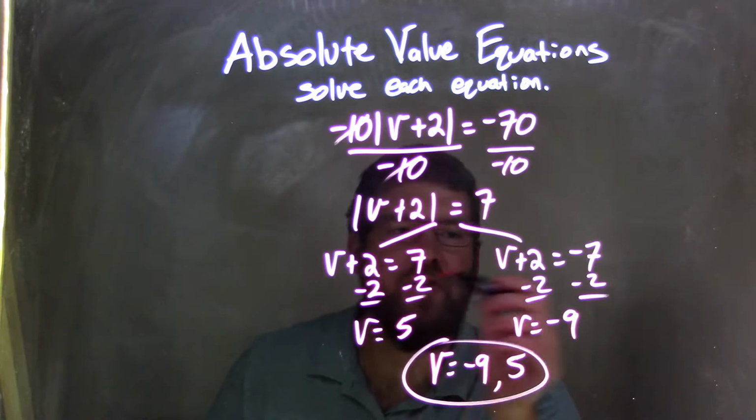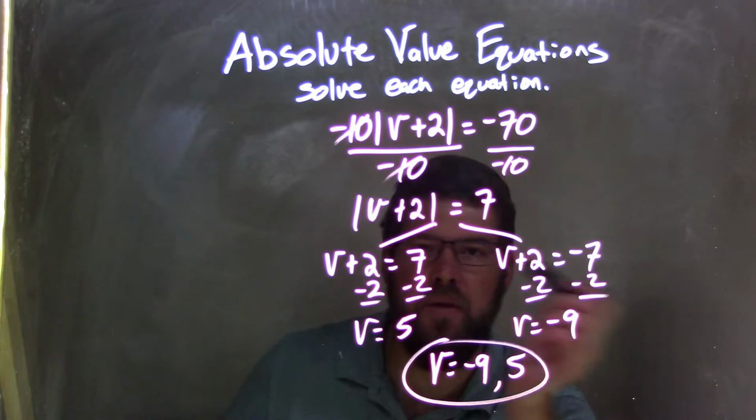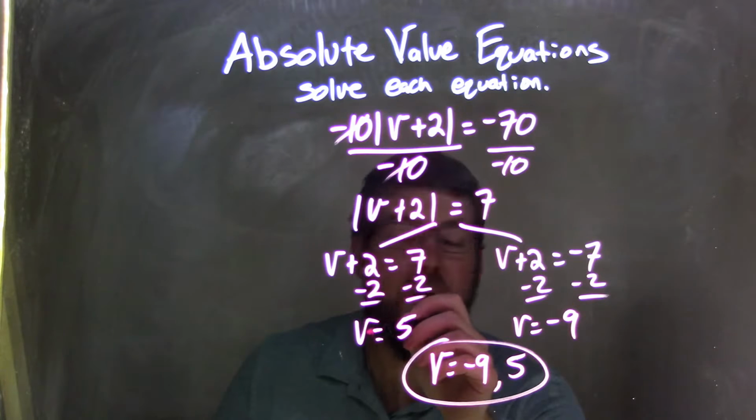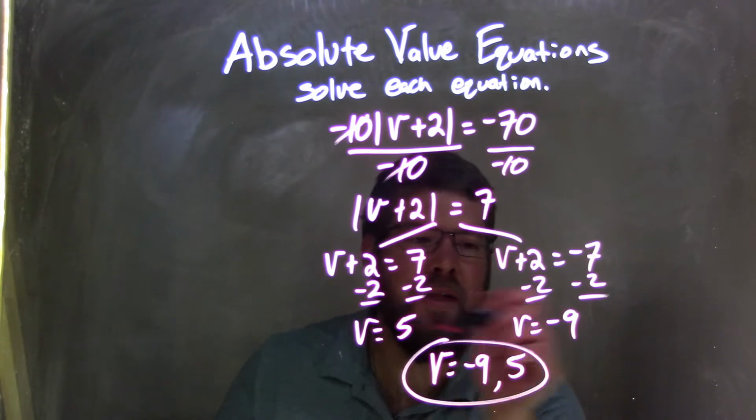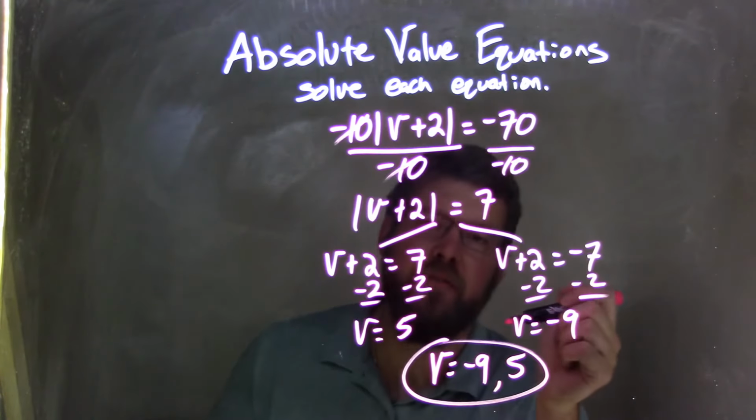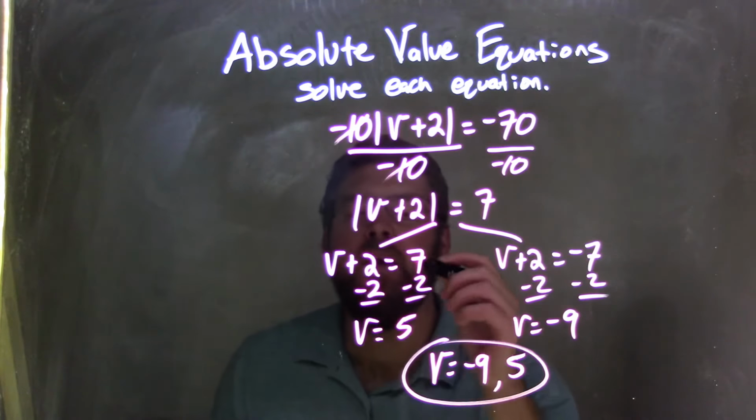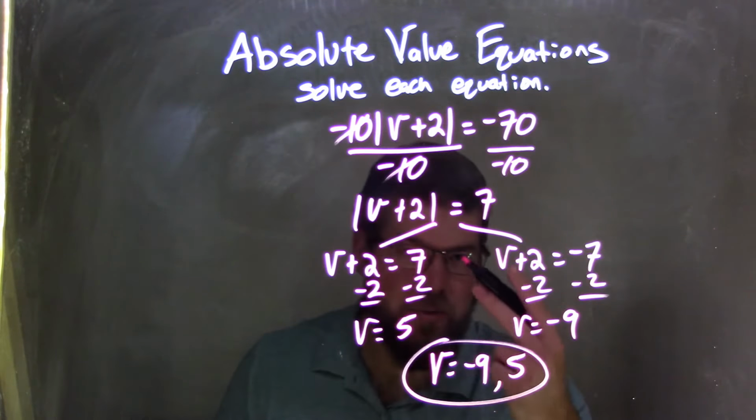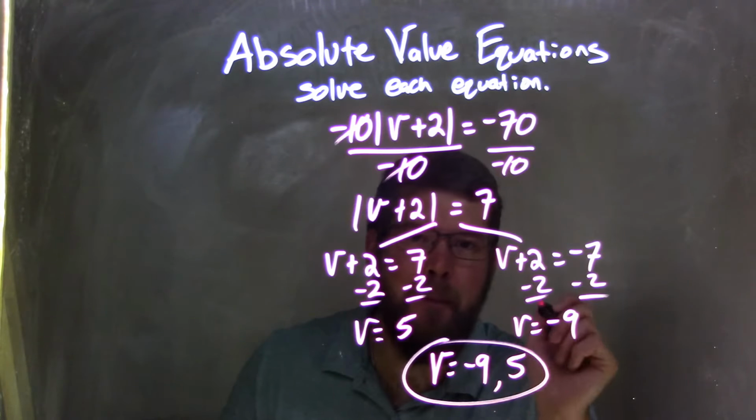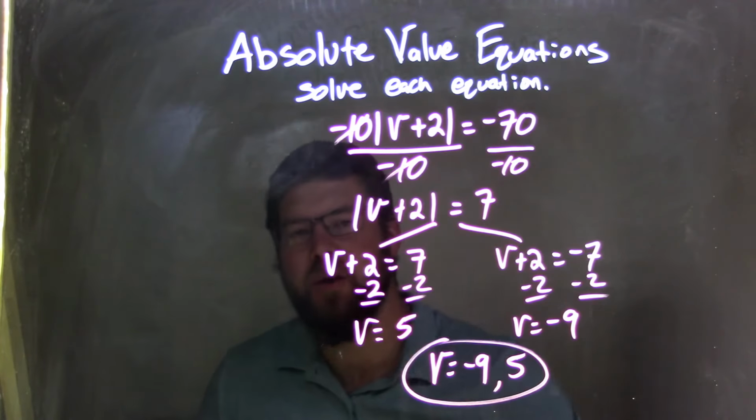Then I can subtract the 2 from both sides of each equation, okay, leaving me with v equals a positive 5 here on the left and v equals a negative 9 on the right. I rewrote this from least to greatest because that looks better, leaving me with a final answer, two answers, of v equals a negative 9 and a positive 5, and both of those are solutions to the equation above.